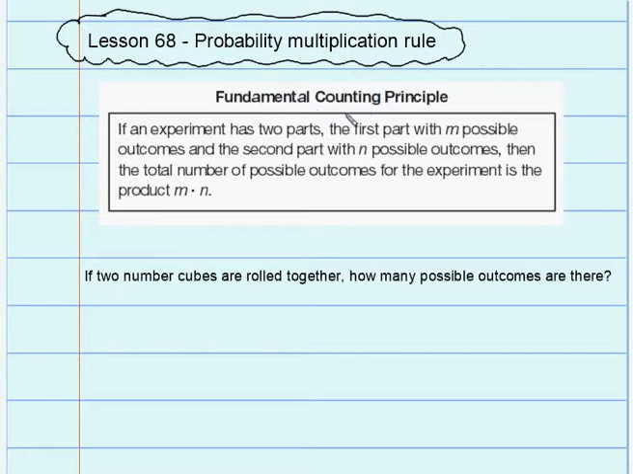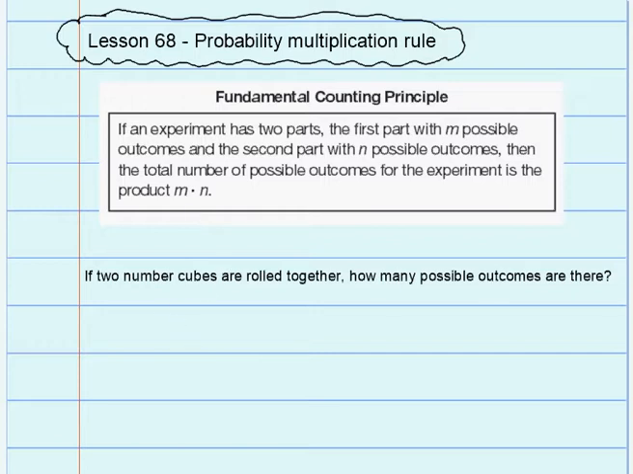Okay, so the fundamental counting principle is one that you're familiar with, and that just says that if an experiment has two parts, the first part with m possible outcomes and the second part with n possible outcomes, then the total number of possible outcomes for the experiment is the product m times n. So you multiply the ways that the first thing can happen with the ways the second thing can happen, and you get your total outcomes.